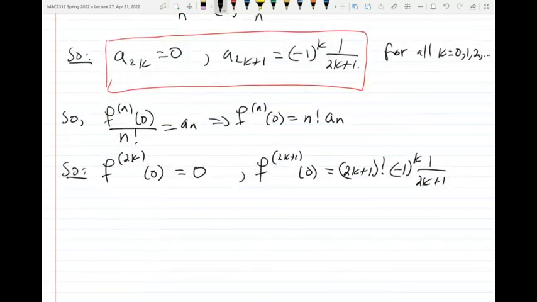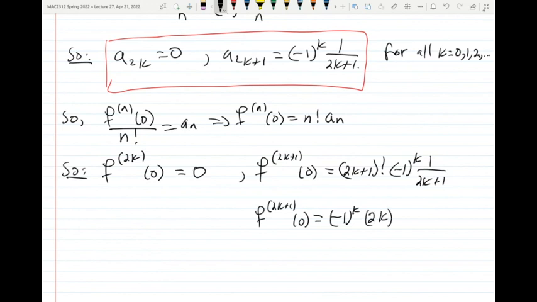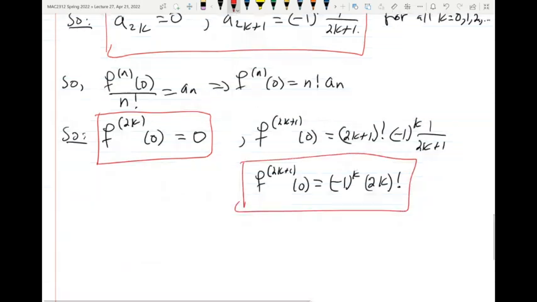So we can rewrite this a little bit nicer. We can write this as negative 1 to the k times 2k factorial, right? Because this 2k plus 1 cancels with the 2k plus 1 from here, and then you're left with the previous factorial, which is 2k factorial. So this is our formula for any derivative of arctangent.